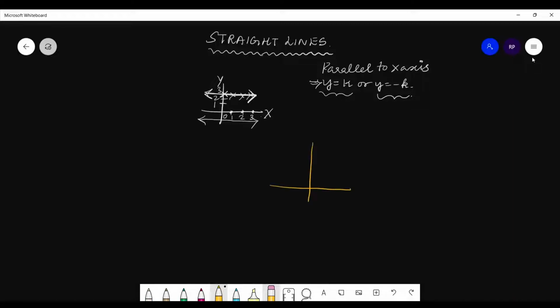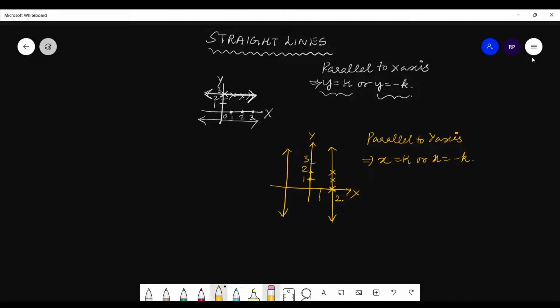Similarly, if a line is parallel to the y-axis, that line can be here also, that line can be here also, right? So in this case, you put any value for y, the x coordinate, the abscissa value is going to be the same. If this is 2, then if you put y is 1, x is still 2, y is 2, x is still 2. So what is going to happen? You are going to get a line parallel to the y-axis, which means the x coordinate is going to be k or going to be equal to minus k. This is the case, right?